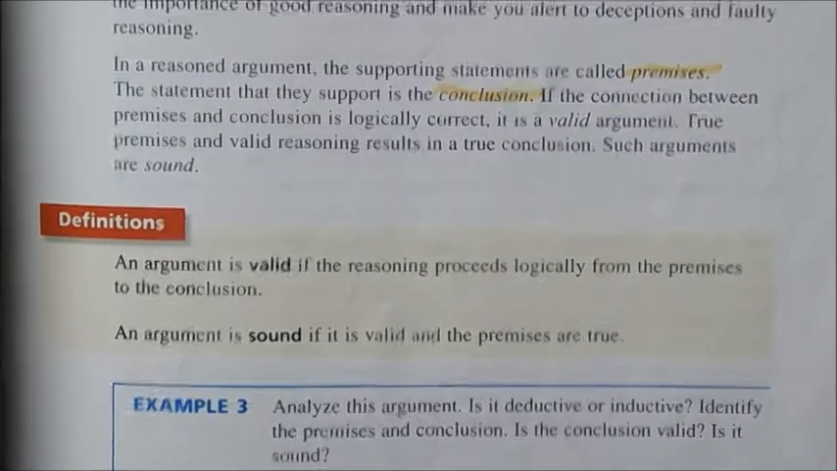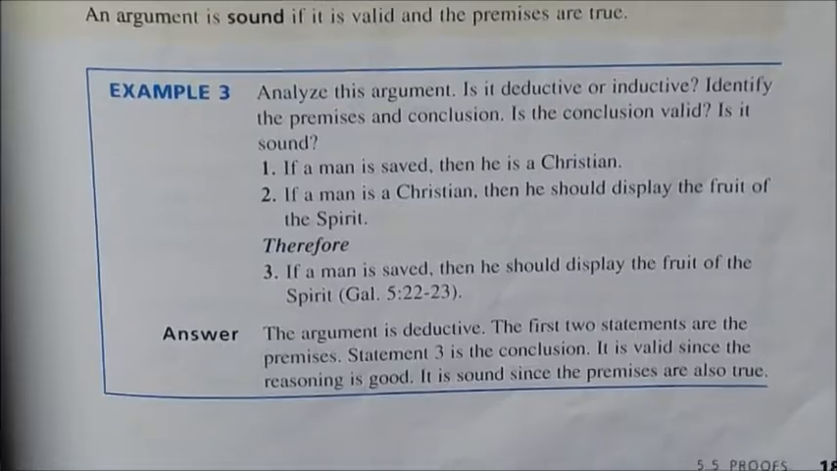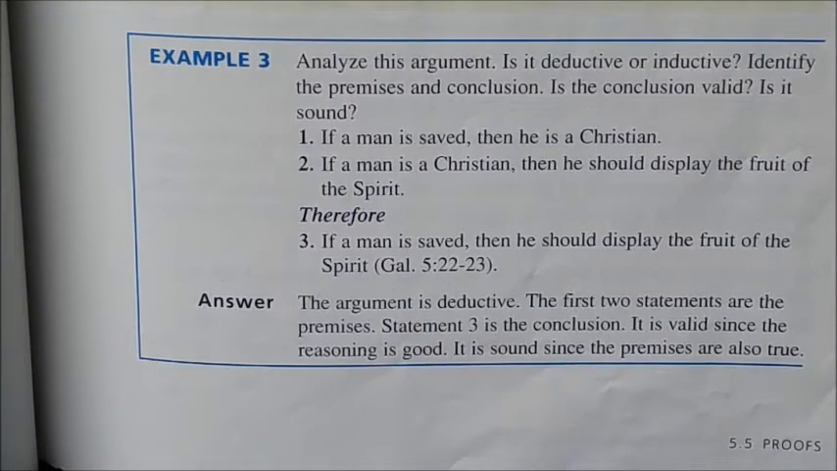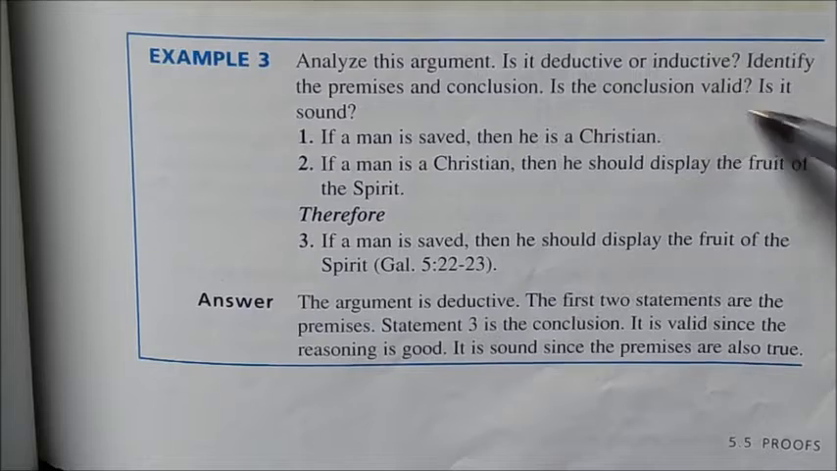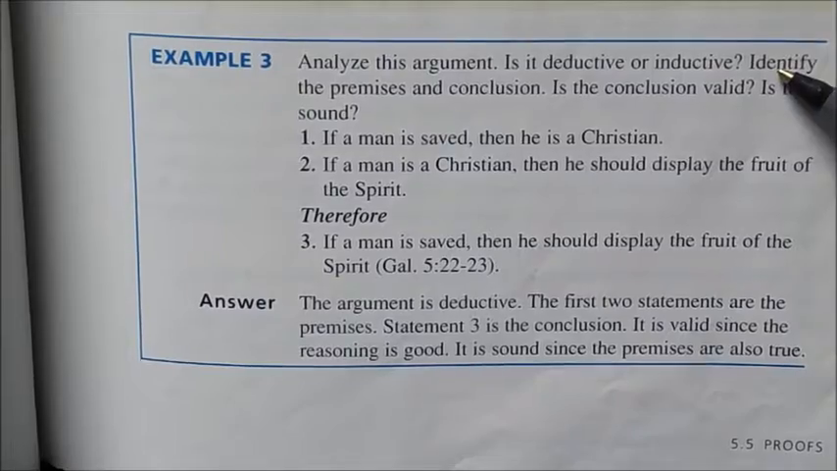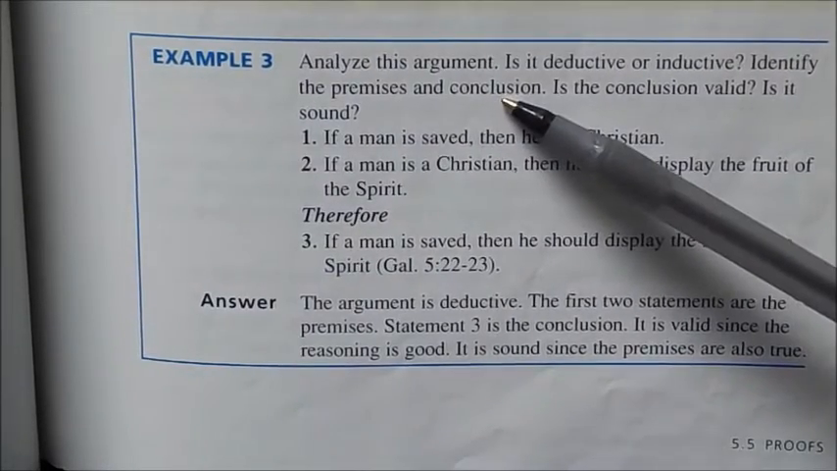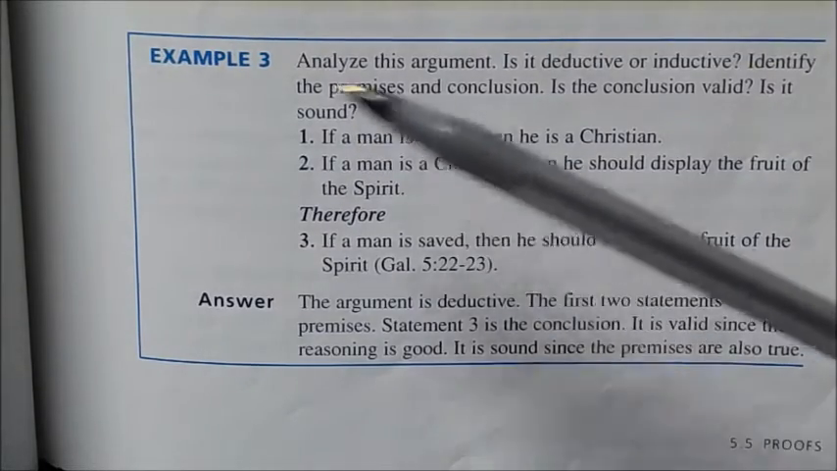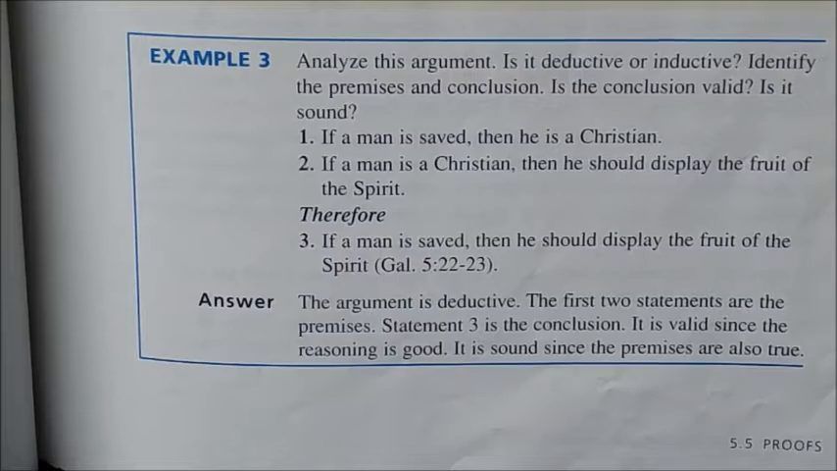So let's just take a look at the example number 3 that they're giving us. It says analyze this argument. It says, is it deductive or inductive? So we're going to be asking ourselves, is it certain or probably true? We're also going to have to identify the premises and the conclusion. Then we're going to have to say, is the conclusion valid, which means is it logical? And then is it sound? Is it true and logical? That's what we're asking for all these.